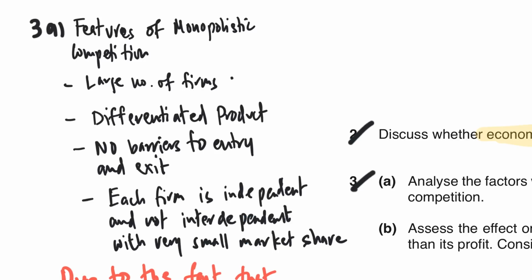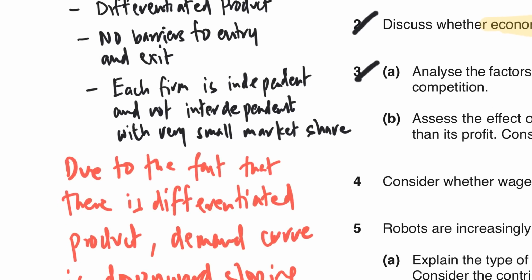So one more distinction between oligopoly and monopolistic competition is this: in oligopoly, firms could be interdependent, but in monopolistic competition, because there are a large number of firms, each firm is independent, which means it does not rely on the other firms in making its output and price decisions. Now, due to the differentiated product, the demand curve is downward sloping.